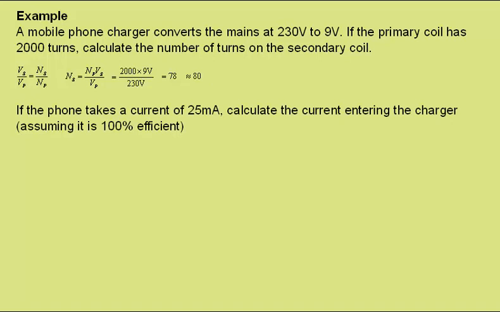If the phone takes a current of 25 milliamps, calculate the current entering the charger, assuming it is 100% efficient. Well, now we can use this expression, and it's the primary current we want to find. Putting in the values given gives a primary current of 9.8 times 10 to the minus 4 amps, which is around 1 milliamp.